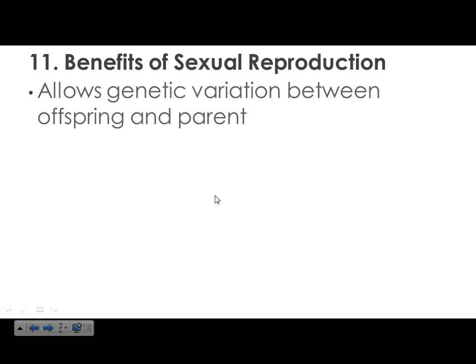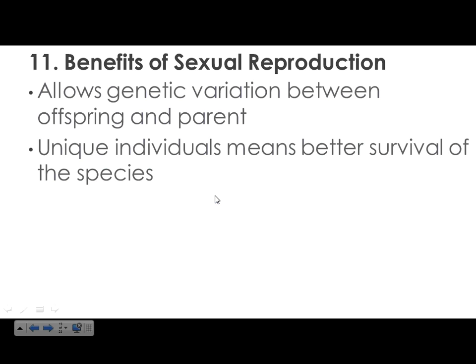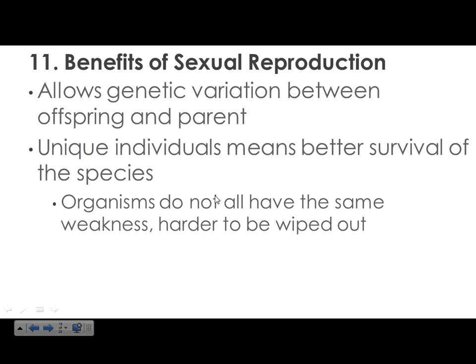Benefits of sexual reproduction. The biggest one is genetic variation. It allows the parent and offspring to be genetically different from each other. This helps to ensure the survival of the species. Organisms do not all have the same weakness, so it's harder to wipe them out. So if we were all genetically the same and we had a weakness to some disease, if that disease came around, it would wipe out our whole species. But because we are genetically different, our species has a better chance of survival.